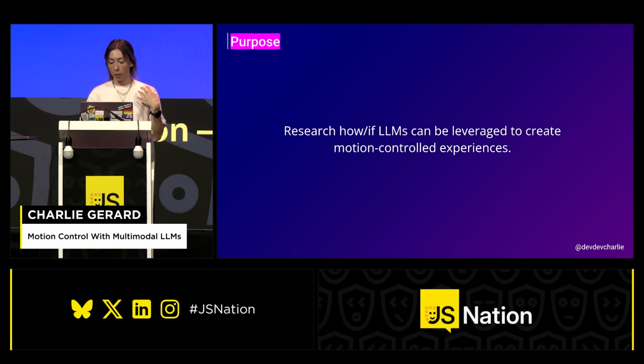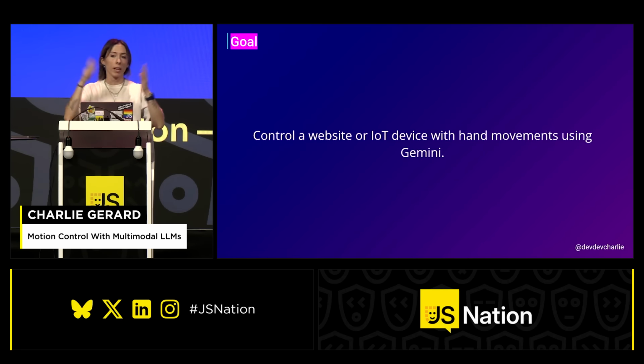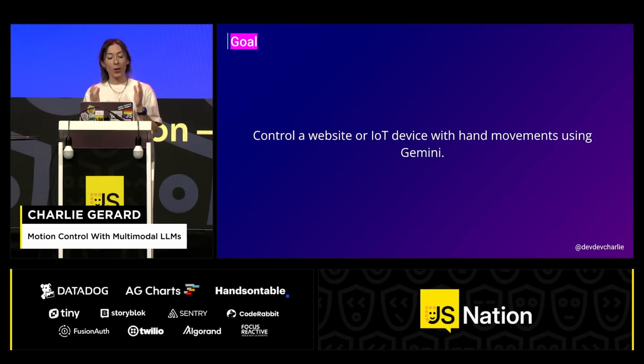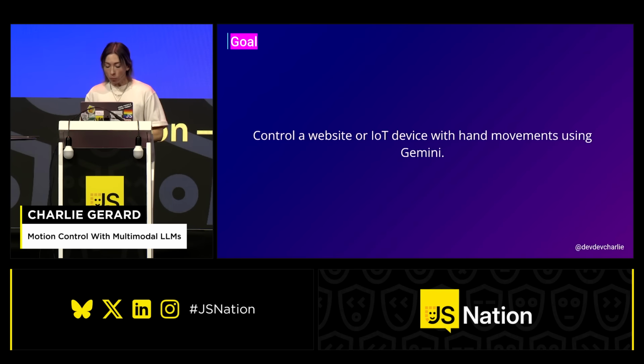And usually when I do personal research, I also set myself a specific goal, because you can go on forever in research, and at some point I want to move on to something else. So my goal is to control a website or an IoT device with hand movements using Gemini. The only reason I'm focusing on Gemini specifically is because it's free, and I'm doing this not as part of my job. I'm not paid to do this. So it would be interesting to switch and see if using other models would be more or less accurate, or maybe there are different things that you can do. But in this talk, it's going to be Gemini specifically.